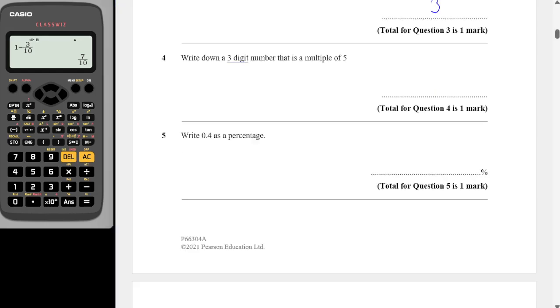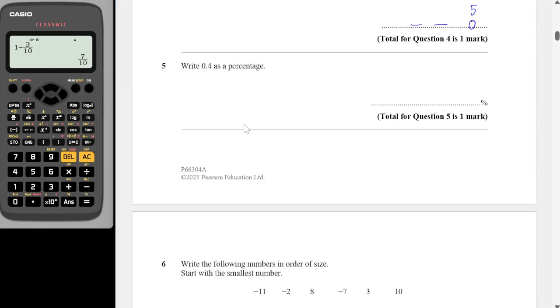There we go. Question 4, write down a 3-digit number that is a multiple of 5. So you're going to have a range of values here. It's going to be any 2 digits, which can be anything, and it needs to finish in either a 5 or a 0. So whichever one works best for you. So there's hundreds of answers. For example, 105 or 100 would be fine. Provided it's 3 digits and it ends in a 0 or a 5, that would be absolutely fine.